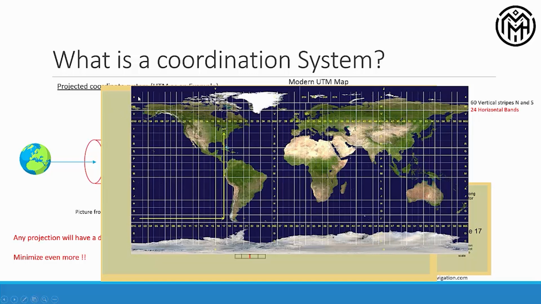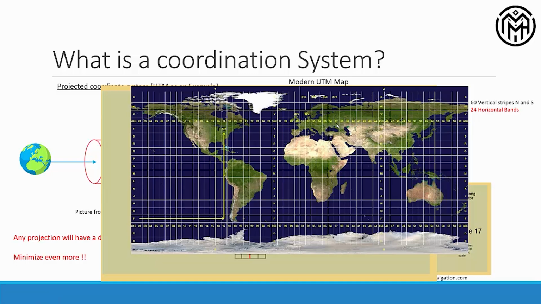Starting from, I think there are 24 horizontal bands starting from A, ending with X. So it will be easier also to identify which zone your country is in. Your country could be in 2 zones, 3 zones, 4 zones. It depends on the size of your country.